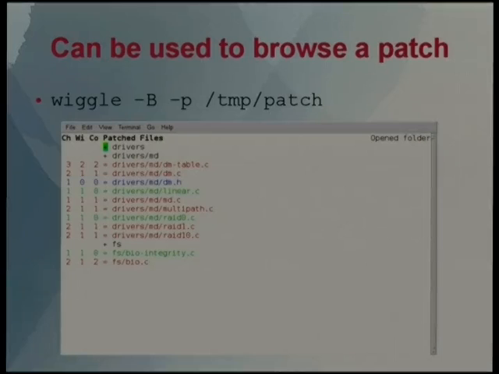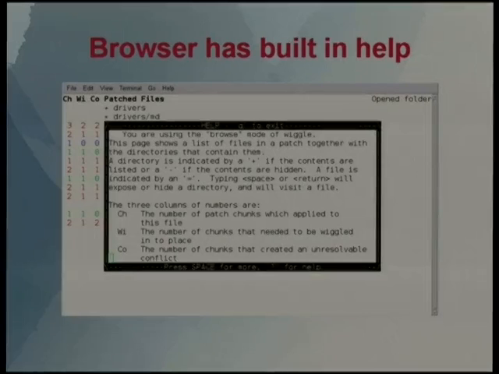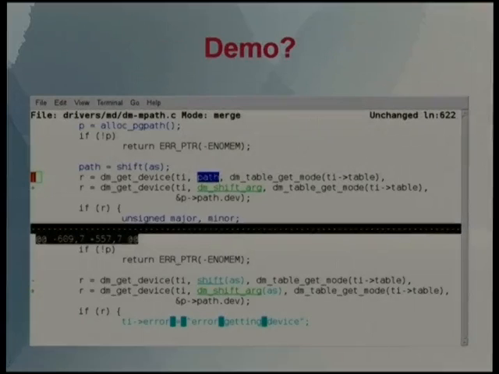You can give it a patch and browse a patch. So I've given it this patch, and it's shown you all the files with colour codings. And the numbers at the front: the first one is how many patch hunks. You can never decide if it's hunks or chunks it found in the file. The second one is how many of those it had to wiggle in place, they weren't perfect. The third one is how many of those caused a conflict. The conflicts are in red, so you can find them and go and look at them. There's inline help. If you want to play with it, just type H and it gives you little bits of help all the time.